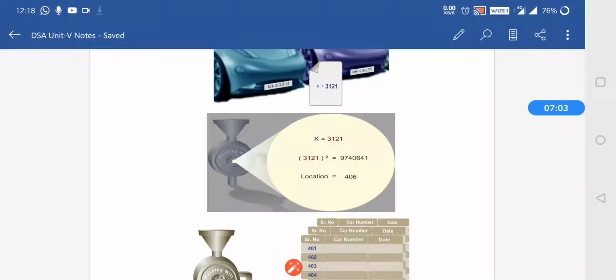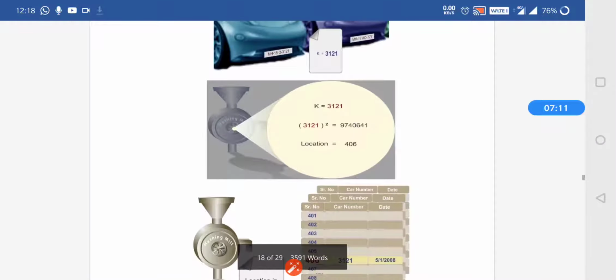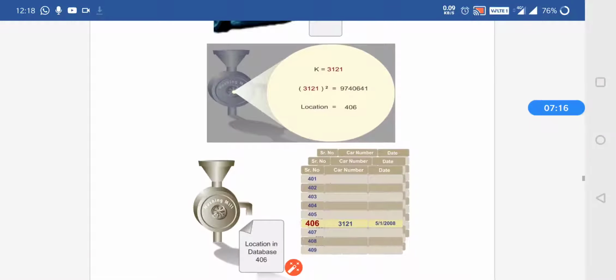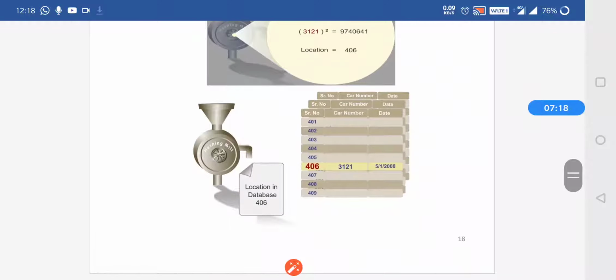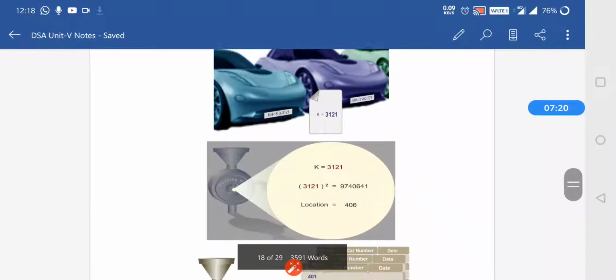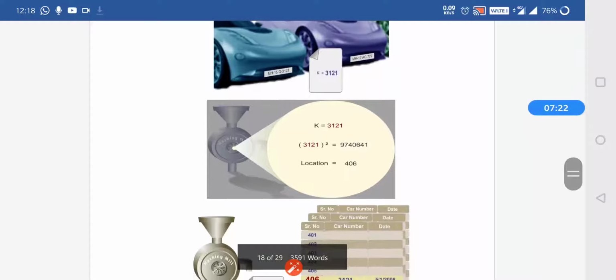Whatever value we have, we square it, and whatever result we get from that square, the middle number is considered, and at that middle number we can store the particular element. In this way the mapping is done in the mid square hash function.